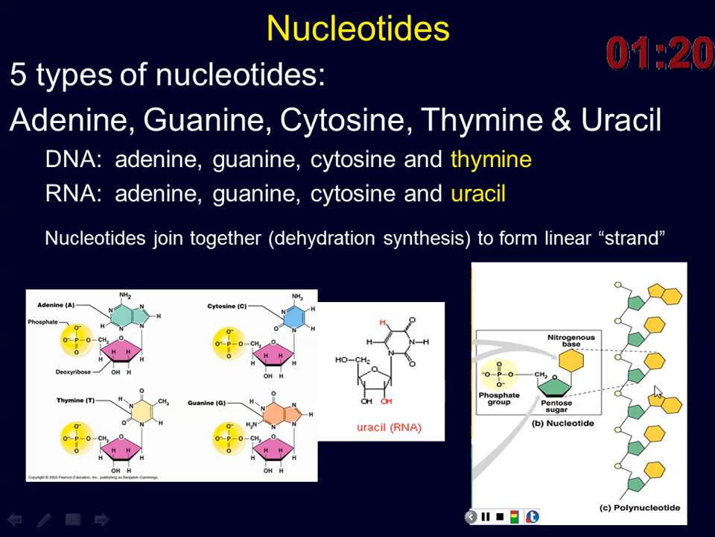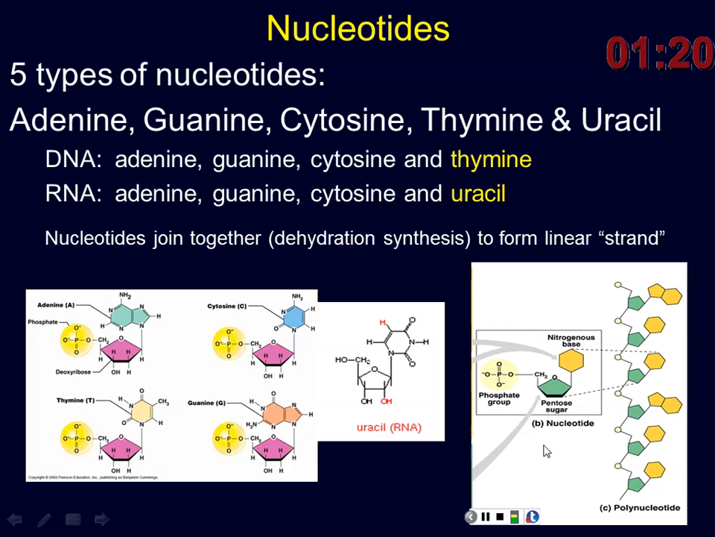I want you to take a look at this illustration right here. Here is my nucleotide right there. There's my base, my pentose sugar, and my phosphate. And this is how the nucleotides join together. The easiest way, when you see a diagram like this, to identify a single nucleotide, to me, is to identify the sugar first. Okay? We're talking about pentose sugars.